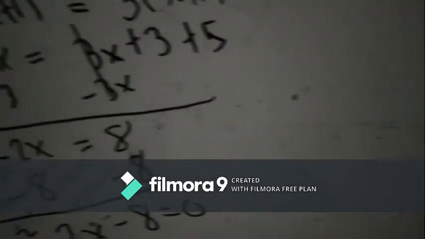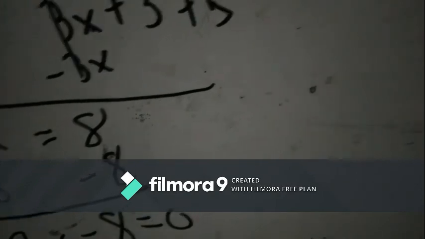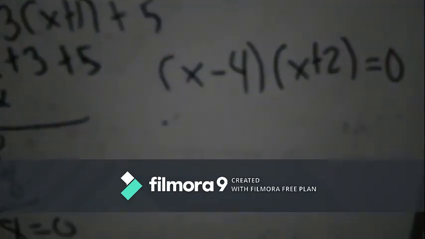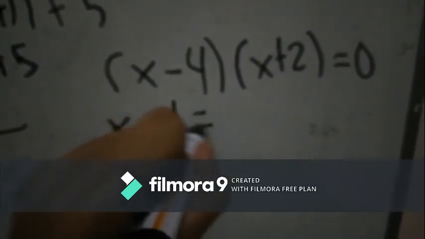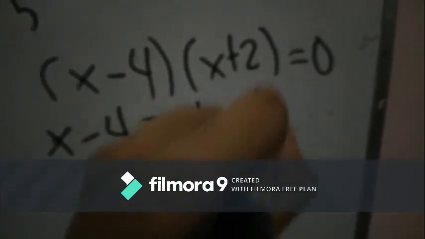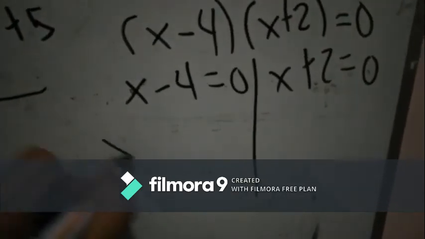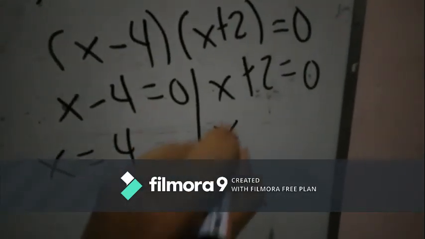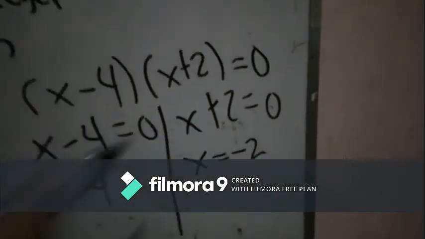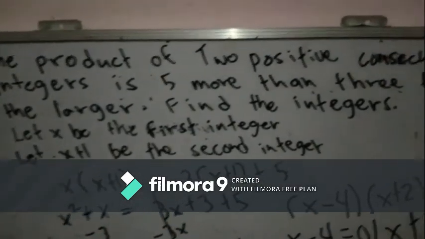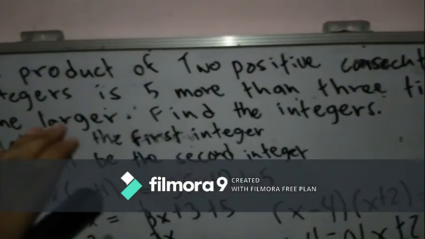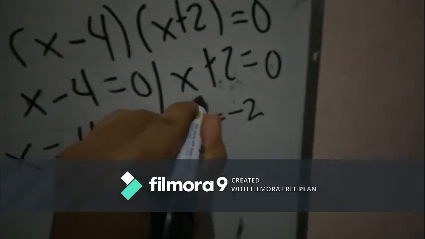And then to get our final answer, we should do the general trinomial. So x minus 4 and x plus 2 equals 0. And then it will become x minus 4 equals 0, and x plus 2 equals 0. So that's it. And then to get the answer, x equals 4, then x equals negative 2. But if we go back to the problem, it says the product of two positive consecutive integers, but negative 2 is negative, so this is not our final answer.